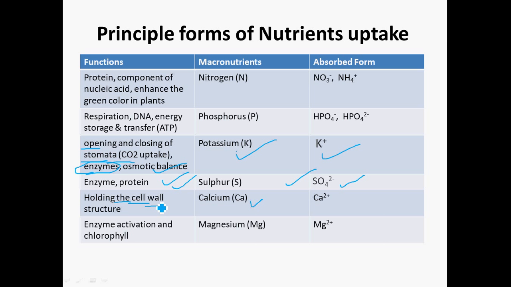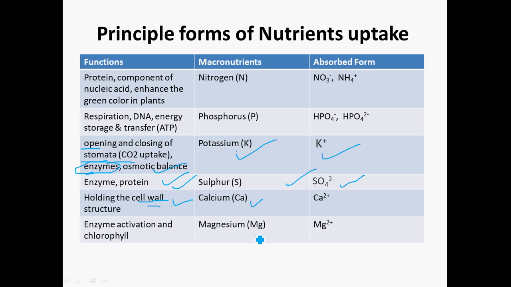The cell wall gives strength to the plant and protects the plant from damage. What is the function of calcium? Calcium holds together the cell wall of the plant so that it can protect the plant from any kind of damage.